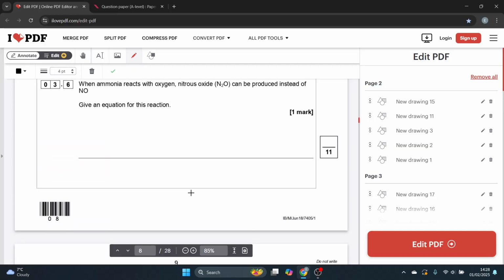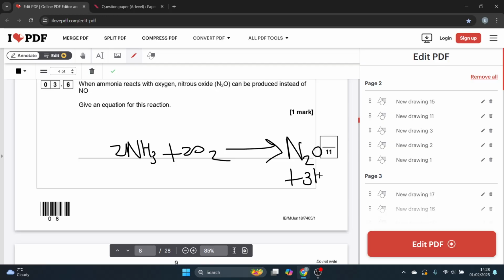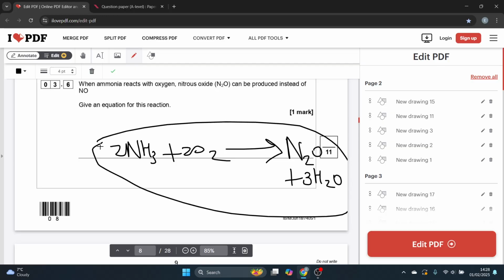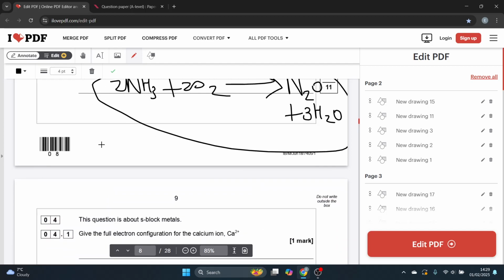3.6, when ammonia reacts with oxygen, nitrous oxide can be produced instead of NO. Give the equation for this reaction, classic equation question. 2NH3 plus 2O2 arrow N2O plus 3H2O.